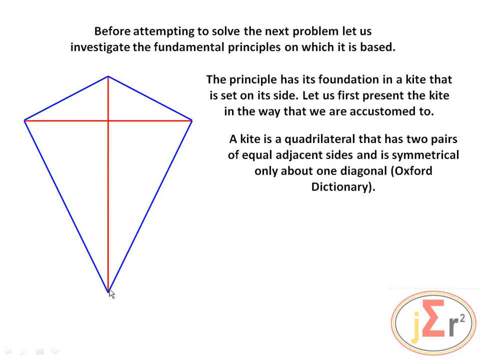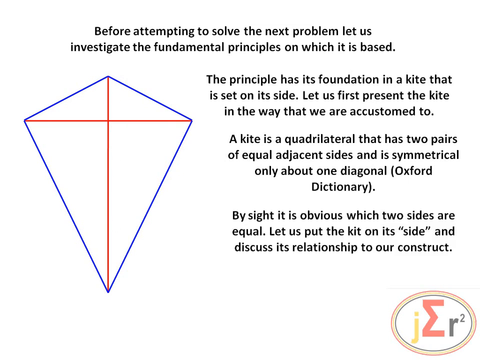So we put in our two diagonals, right? So this one is the one that it is symmetrical about, right? And this is the other one. It is not symmetrical about that one, but this is the one that we are intending to draw. And of course, what do we notice? We notice that this diagonal is at right angle to this one. By sight, it is obvious which two sides are equal.